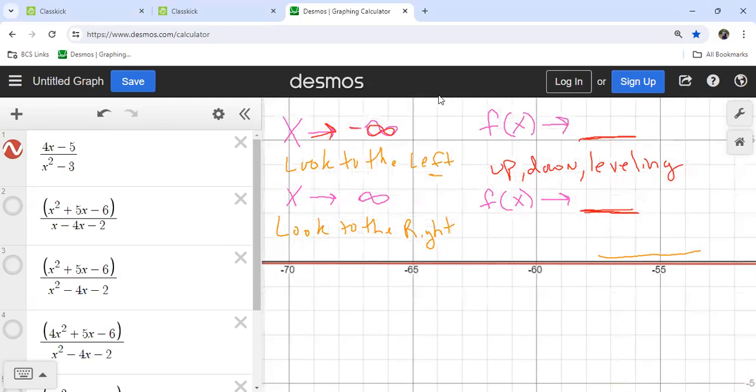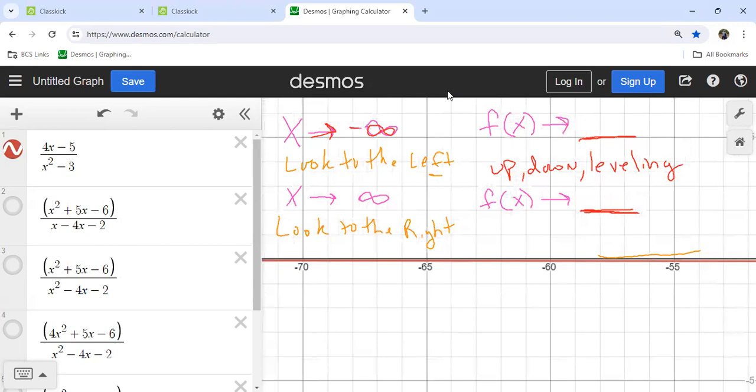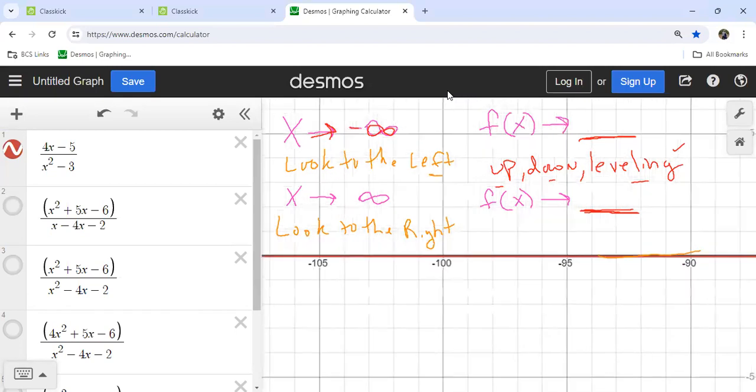Is it going up, down, or leveling? Okay, so is it up, down, or leveling off? And as you can see, in this case, it seems to be leveling. So now once I know that it's leveling out, I'm going to click on that graph and trace it out, and I'm going to say, well, what is it leveling to? Well, look at the y values. The y value is negative 0.65. Well, that's a really small number.